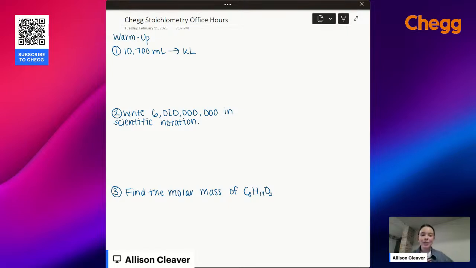I'm Allison. I'm a chemical engineering student at the University of Louisville. I have TA'd for chemistry, calculus, and organic chemistry, and I've been a learning assistant for those classes too. I've had a lot of teaching experience. I love tutoring, and tonight I'm here to help you guys with any stoichiometry chemistry questions that you have.